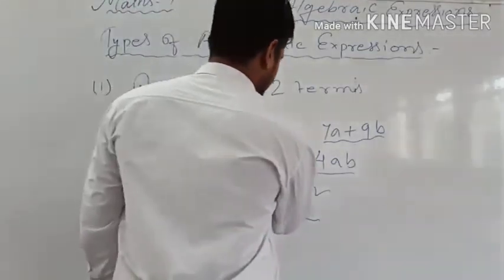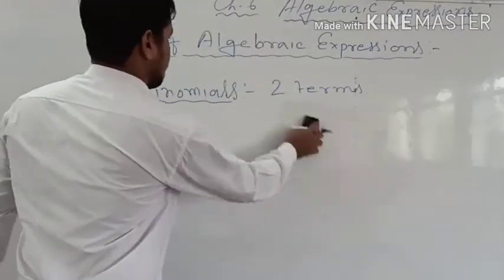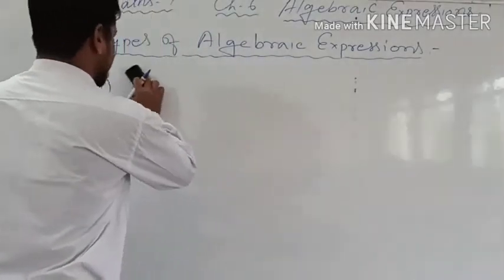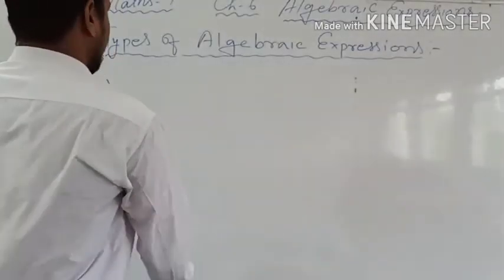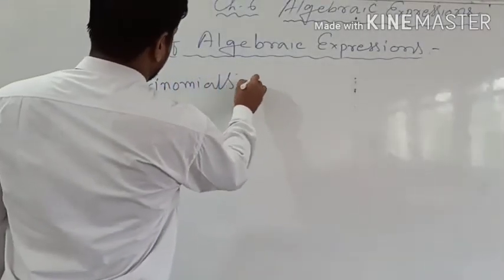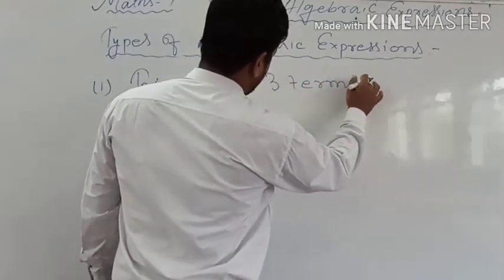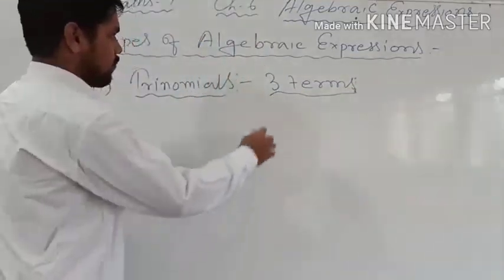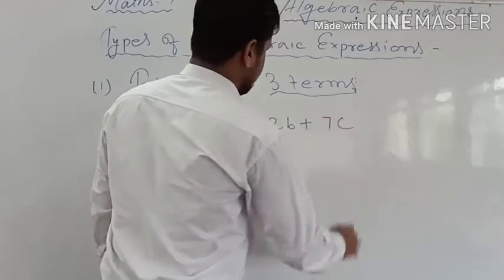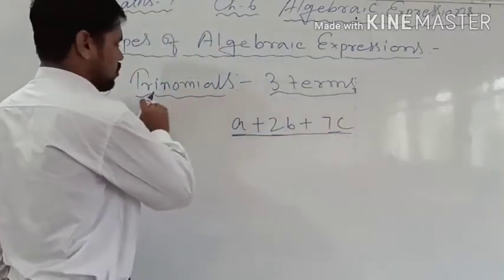Now next, after binomials we have trinomials. So trinomials how much? Definitely from the word itself you are able to understand that three terms. So in trinomials it will be three terms. How three terms? For example, a plus 2b plus 7c. So here one, two, three. So total three terms. That is why this is called trinomials.